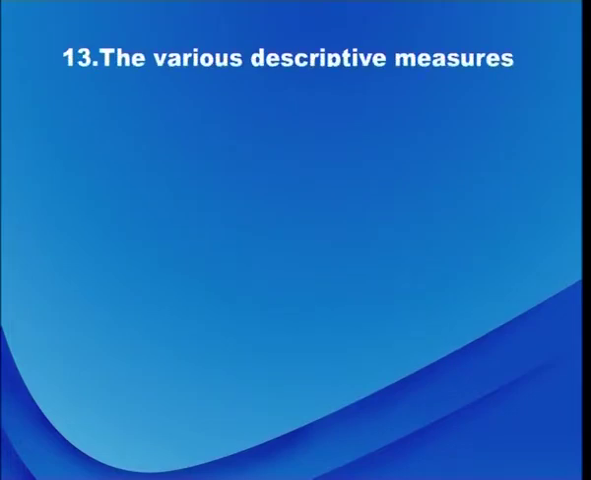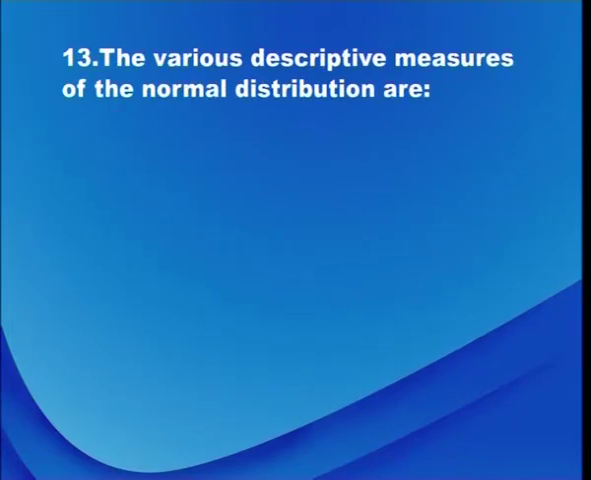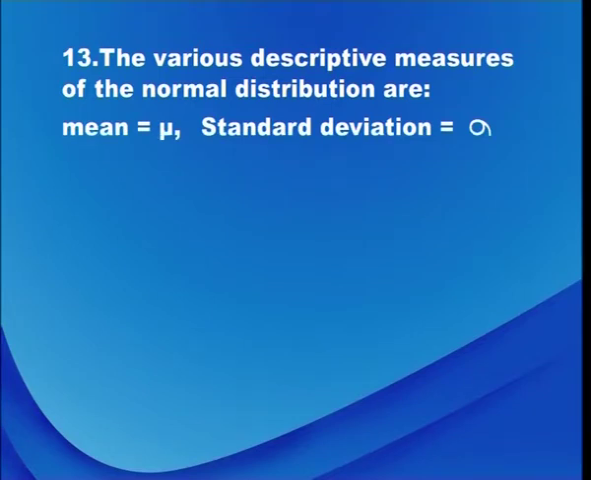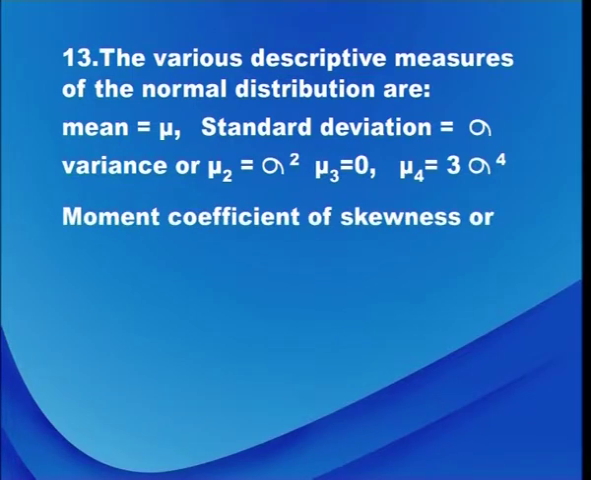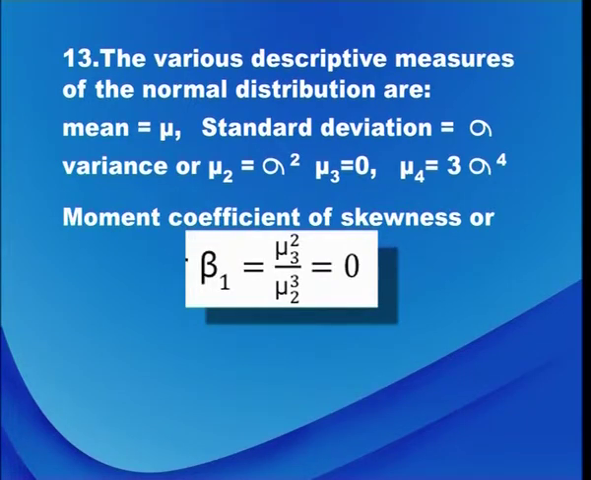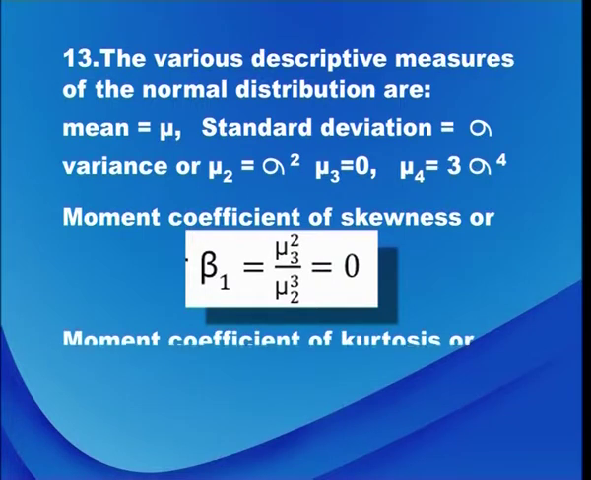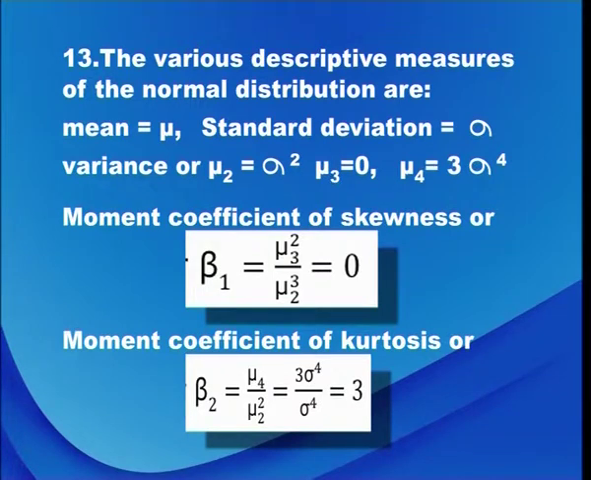The various descriptive measures of the normal distribution are: mean equals mu, standard deviation equals sigma, variance, or mu2, is equal to sigma to the power 2, mu3 equals 0, mu4 equals 3 sigma to the power 4. Moment coefficient of skewness or beta 1 is equal to mu3 square by mu2 cube equals 0. Moment coefficient of kurtosis or beta 2 is equal to mu4 by mu2 square, which is equal to 3 sigma to the power 4 divided by sigma to the power 4, which is equal to 3.